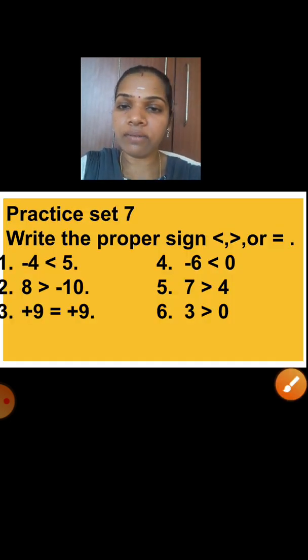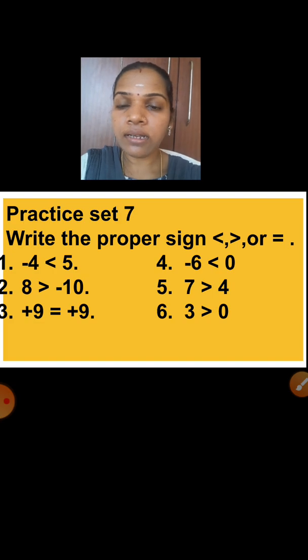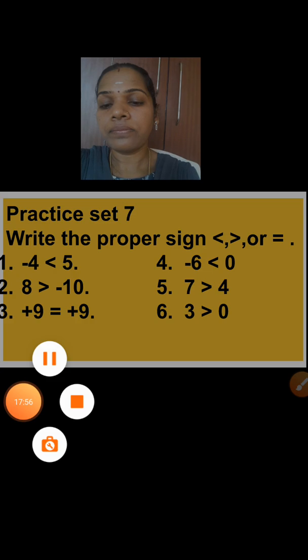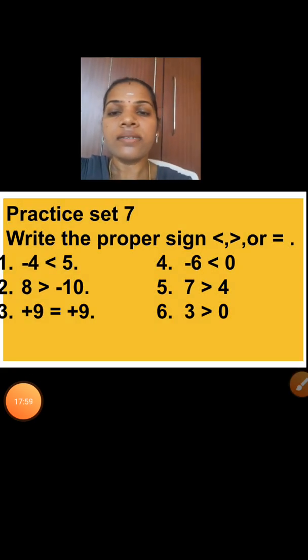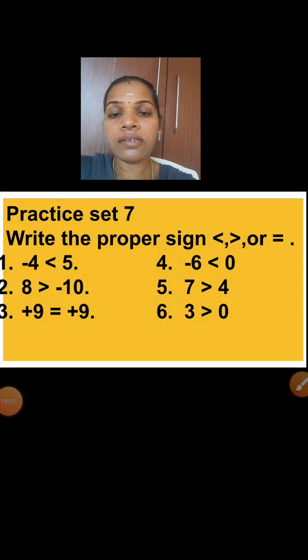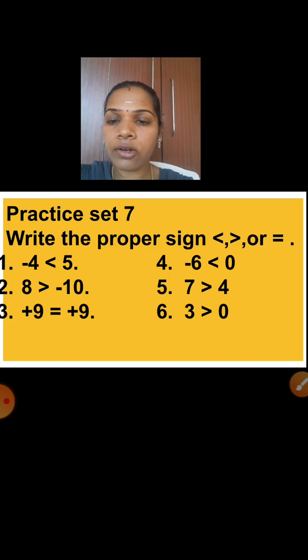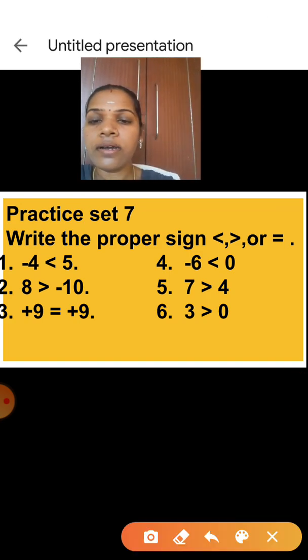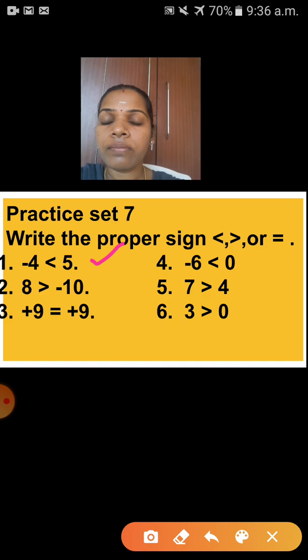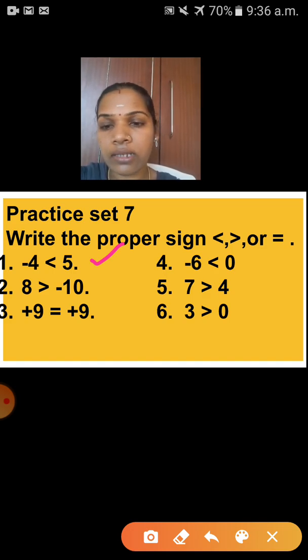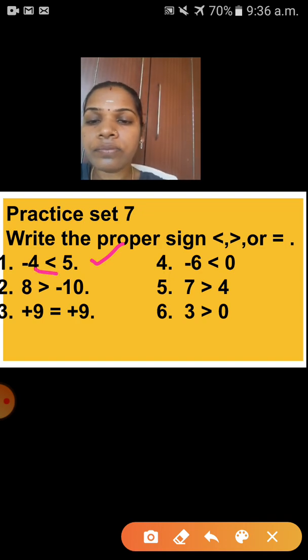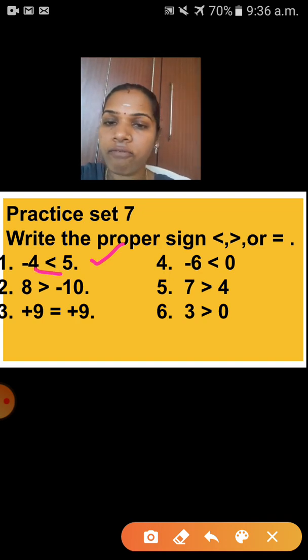Yes, practice set 7. Practice set 6 we already did. Next one is practice set 7. Children, see here, write the proper sign. That means you have to write the less than, greater than or equal sign. First one is -4 and 5. So here which one is greater? Yes, a positive number is greater than a negative integer. So -4 is less than 5.